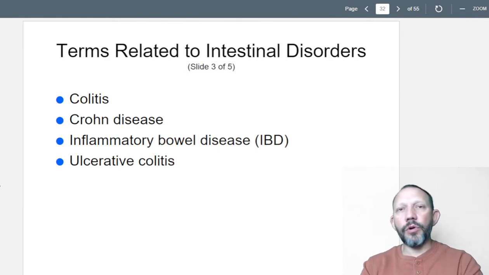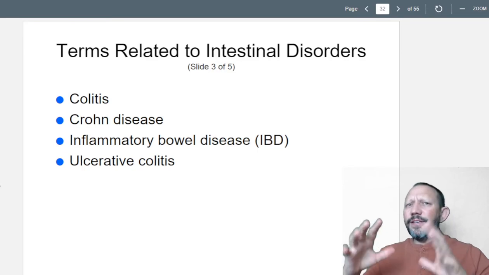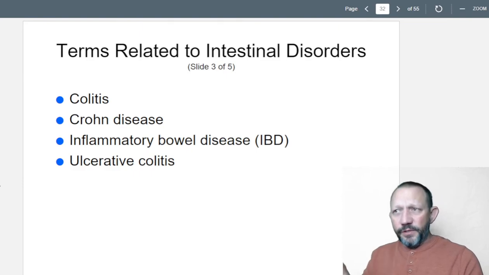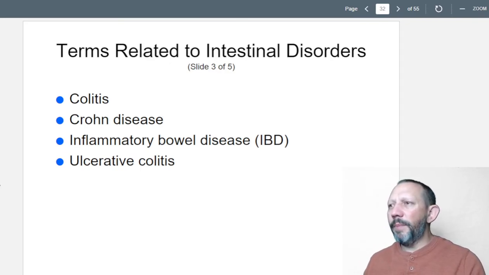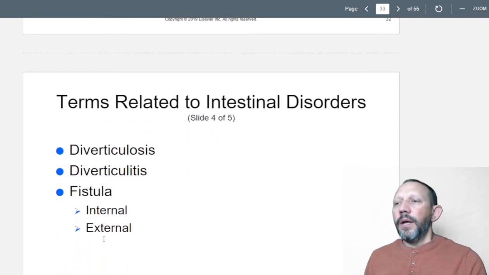So not Crohn, it's Crohn's with an apostrophe. Crohn's is a proper name. Okay, so it's Crohn's disease. And Crohn's disease is a series of different inflammatory things going on inside the large intestine. Related to IBS, it's just a little bit more specific, okay? IBD is like IBS, inflammatory bowel disease. Inflammatory bowel syndrome, whatever, it doesn't matter which one you use. Ulcerative colitis, so inflammation of the colon and ulcers inside. Those aren't good.